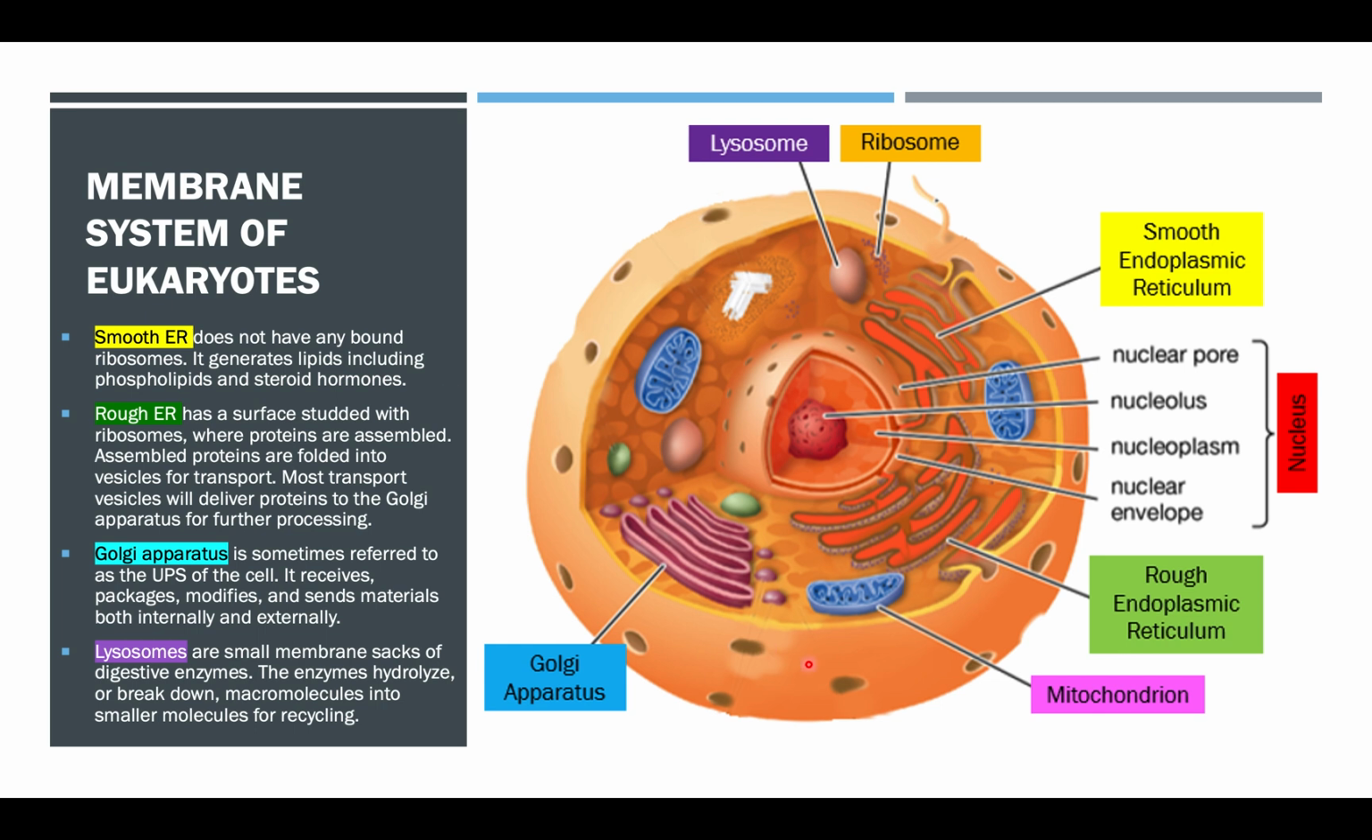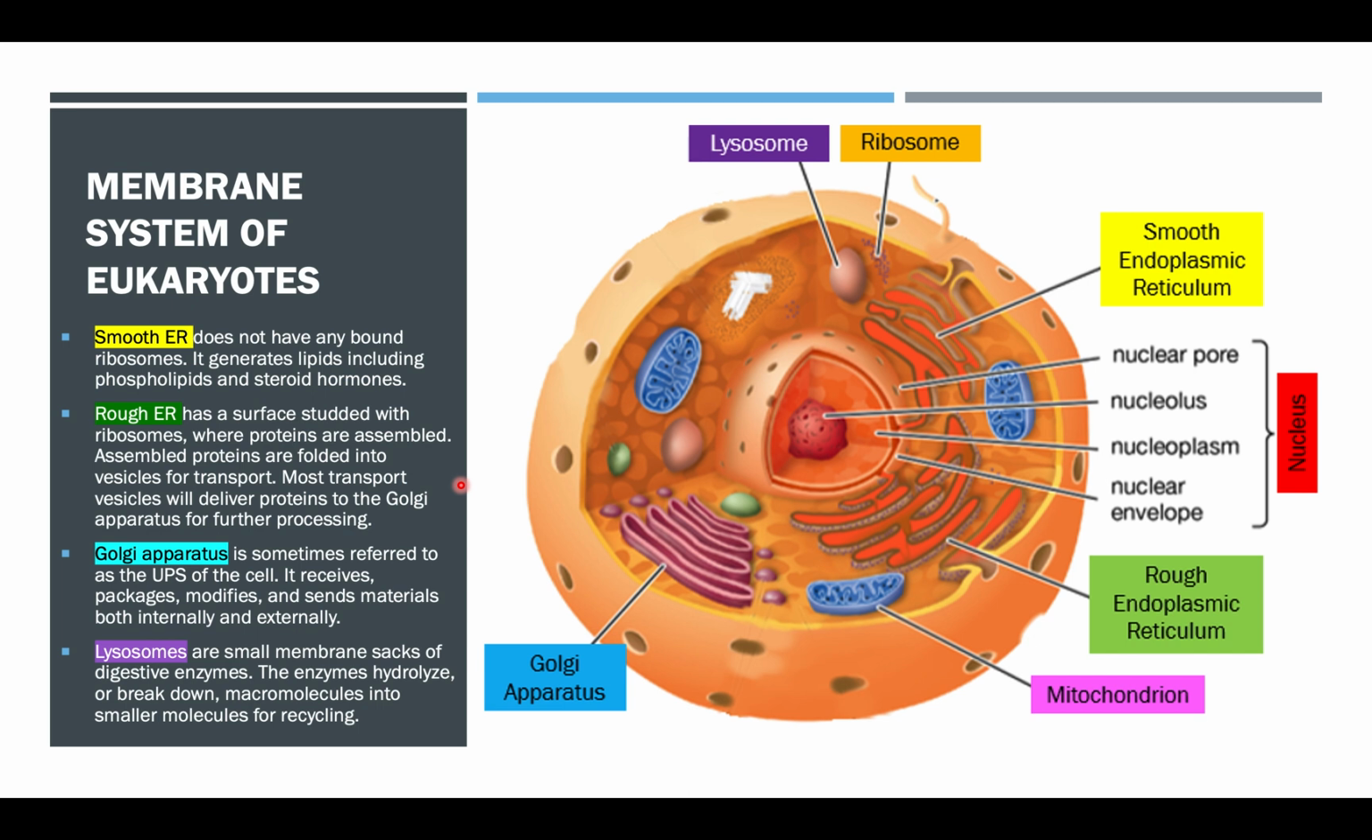So then let's talk about the rough ER, which is in green right here. It looks very similar. The big difference is that it's studded with those ribosomes that we just talked about where our proteins are assembled. So the rough ER has a surface studded with ribosomes where proteins are assembled. The assembled proteins are folded, which is how they work, right? You have to have a protein folded into the correct assembly in order to do its job. So within the rough ER, they're assembled proteins. They're folded into vesicles for transport.